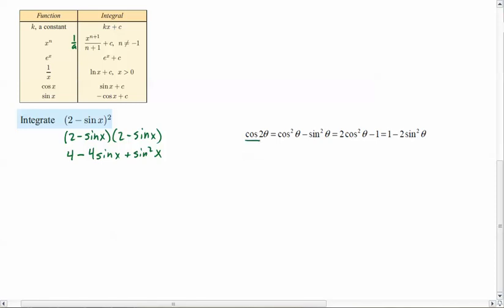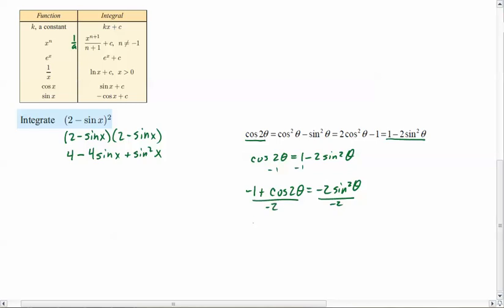So what I'm going to do is take the double angle formula related to sine squared of x, and let's rewrite it. So I'm going to have cosine of 2 theta is equal to 1 minus 2 sine squared of theta. Let's solve for sine squared. We're going to subtract 1, so that will be negative 1 plus cosine of 2 theta equals negative 2 sine squared theta. We'll divide both sides by negative 2, and then we'll have 1/2 minus 1/2 cosine 2 theta equals sine squared of theta.